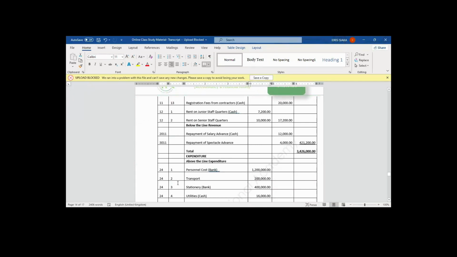In the expenditure, under the above the line, we have personnel costs at 24, transport at 24, at 24, sub at 2. You can see that they are the same head. That is the reason why I put all these 4 items under amounts, because they have the same head. Assuming they have different heads, where am I going to put it?